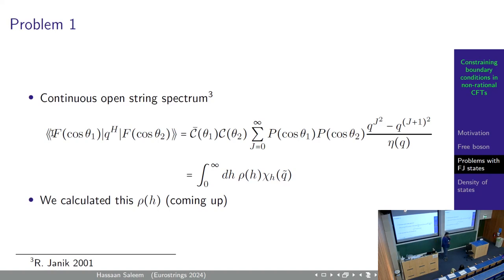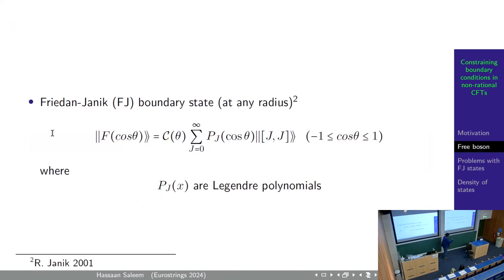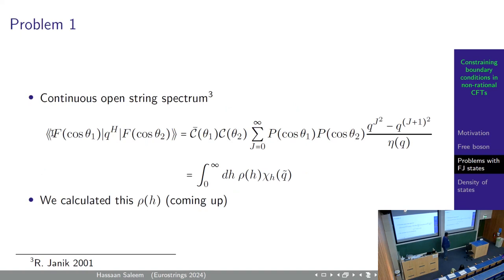The problem is that if the open string spectrum is continuous, you cannot use the Cardy condition to figure out this normalization constant. So this is the normalization constant, and we will talk about that later as well. Now, the thing is that Friedan didn't write this overlap in this form, but we actually wrote it in this form, and we also figured out what this density of states function is.